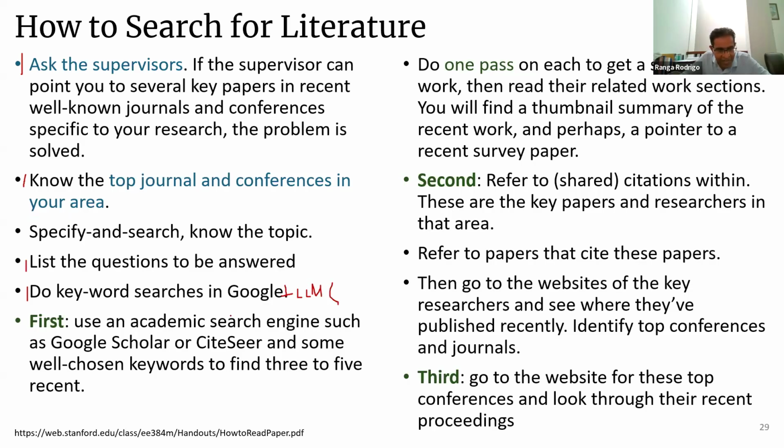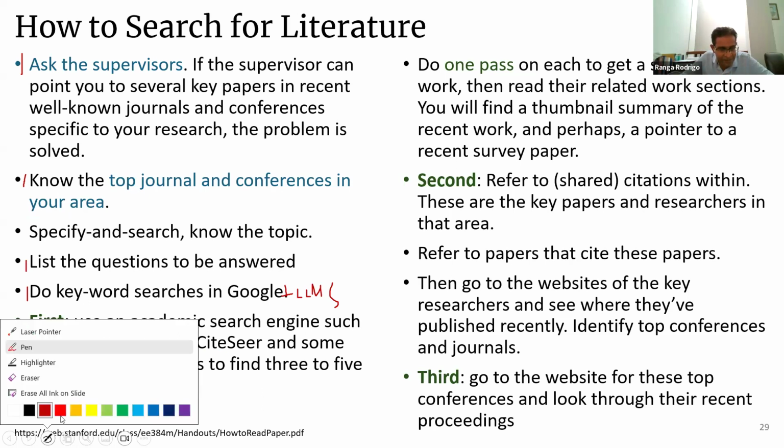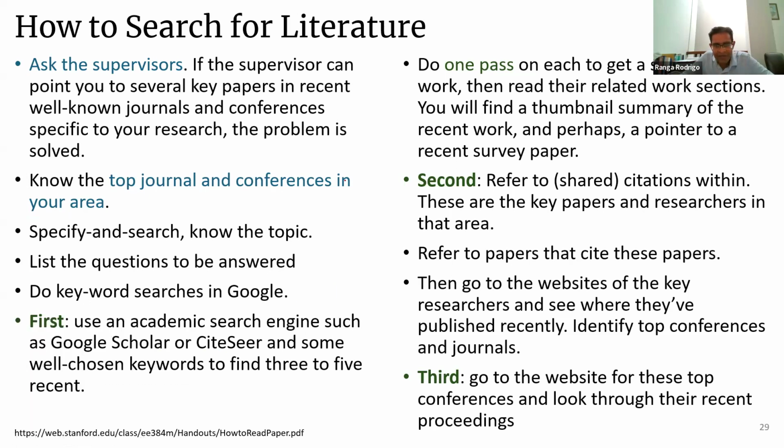First, we use an academic search engine such as Google Scholar, Semantic Scholar, and some well-chosen keywords to find 3 to 5 recent papers. Do one pass on each of the papers to get a sense of the work. Then read the related work sections. You will find a thumbnail summary of recent work and perhaps a pointer to a recent survey paper.